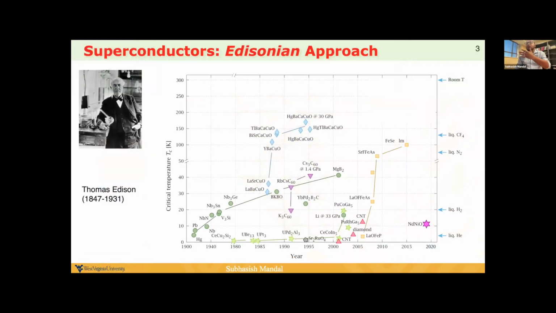So, as you know, this figure shows how the Tc is going with time. You might be wondering why I'm putting Thomas Edison's photo, because so far it has been kind of a trial and error, Edisonian approach, except recently in the hydrides, which were kind of predicted using electron-phonon coupling through density functional theory.